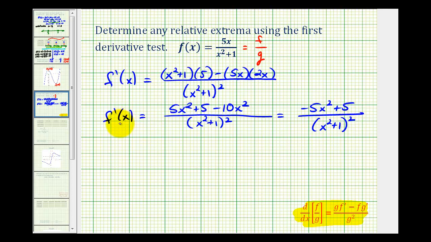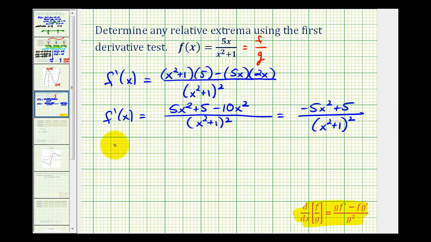squared. Now the critical numbers occur where this derivative is equal to 0 or where it's undefined. Sometimes when we have a rational function, there are values of x that make the denominator equal to 0, which would give us a critical number. But since we have x squared plus 1, x squared is always positive, therefore the denominator is never going to equal 0. So now we need to determine where this quotient would be equal to 0.